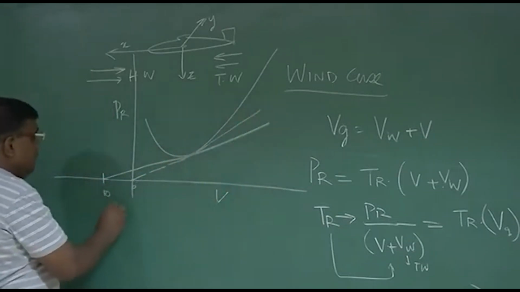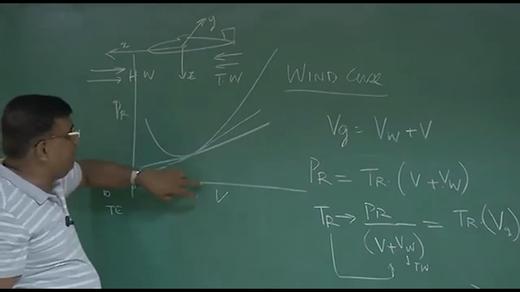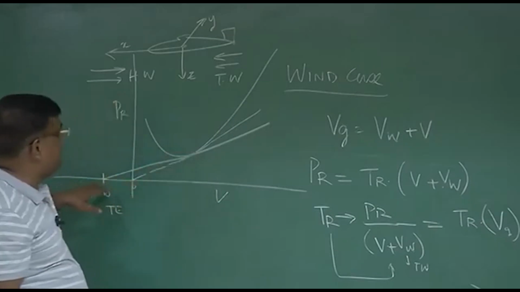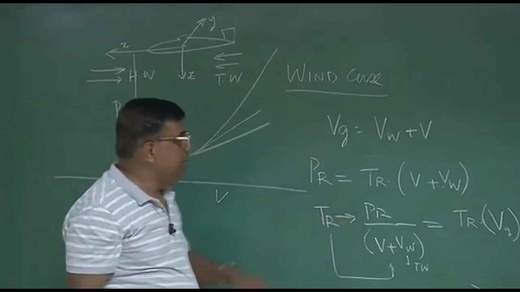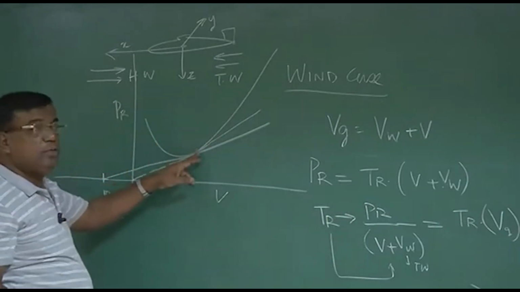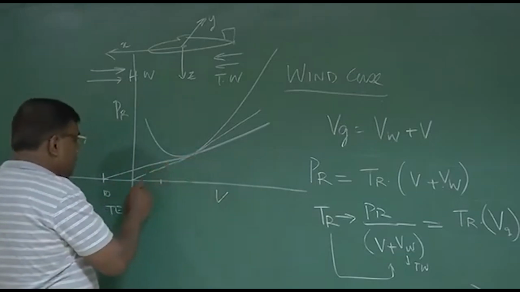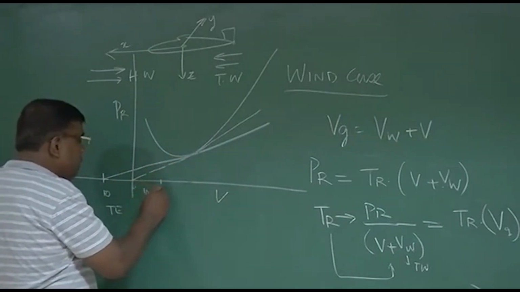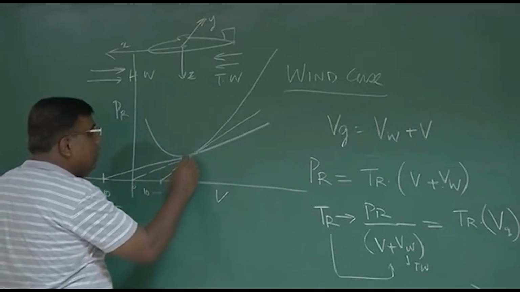This is for tailwind. Now you could see the power required divided by whatever V from here plus this much of tailwind has come. So you'll get different speed. And suppose if it is a headwind, then you take here, let's say 10 meter, you cut 10, and then you try to find out the slope.